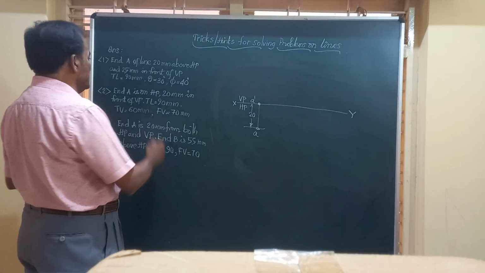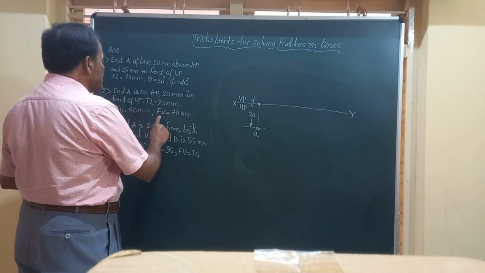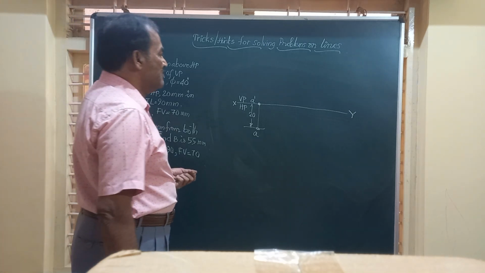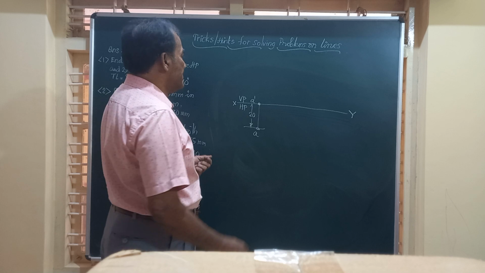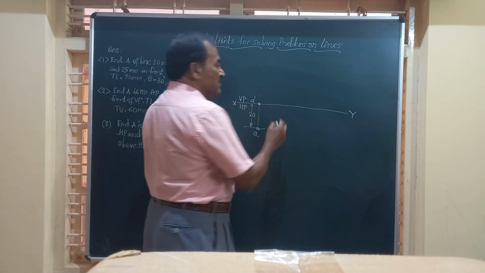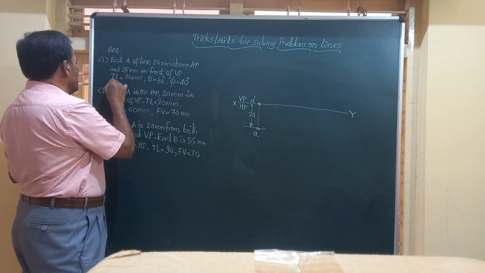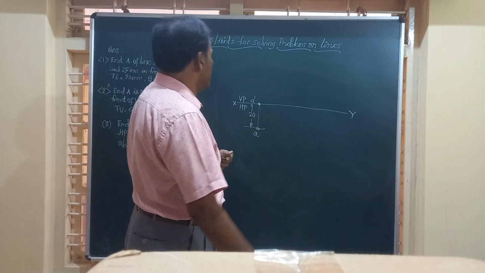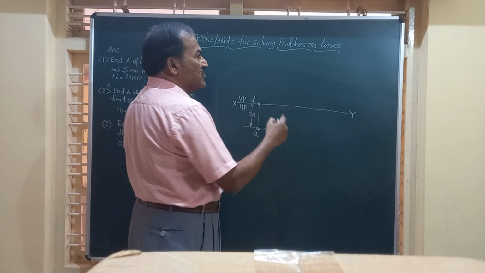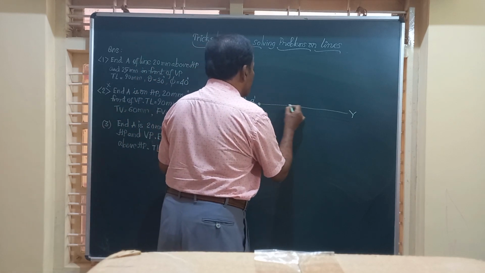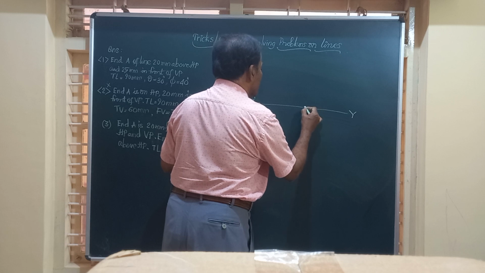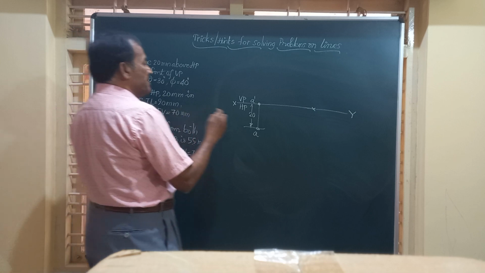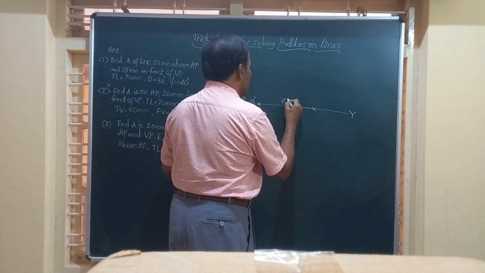Friends, next he says the front view is 70 and top view is 60. Friends, front view and top view are given. Now what we can do, this is a very important problem. This problem number 2 is very, very important and very tricky also. Friends, I'm just going to mark this front view on this line, and that front view is given to be 70. I mark a line here.